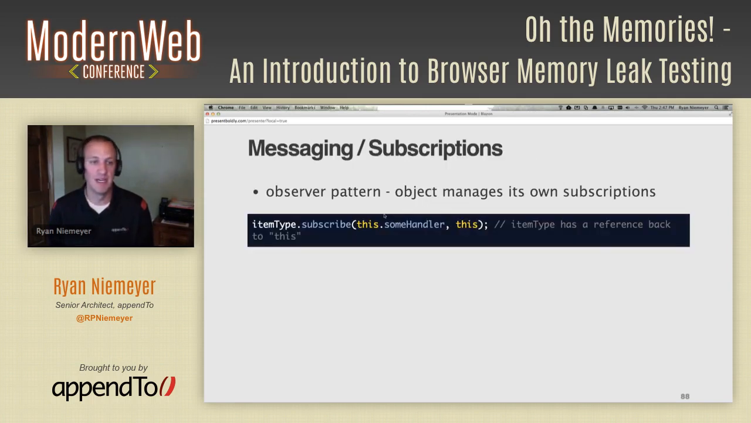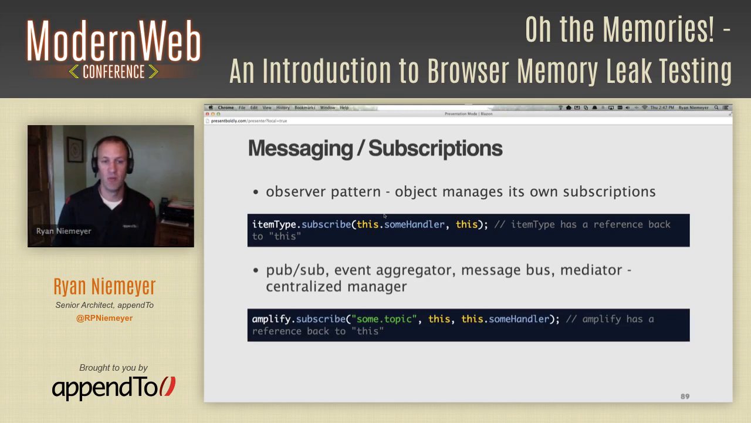Scenario number 5, this is the last of the scenarios. Now Doug yesterday talked a lot about messaging and subscriptions. One thing to note, and this is similar to events we've talked about already today, is that in the observer pattern, when I'm doing something like itemType.subscribe, passing my handler and my context, itemType, some other variable somewhere else, has a reference back to me. So I'm creating my object, and then I'm subscribing to this item type. It has a reference back to me. If item type lives longer than I do, I can't go away either because it links to me.